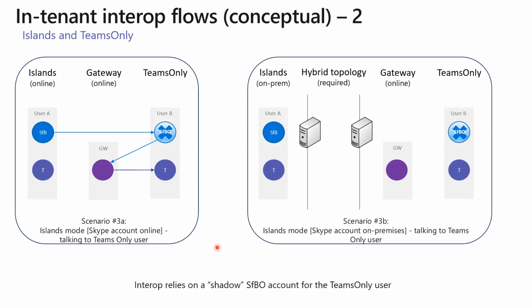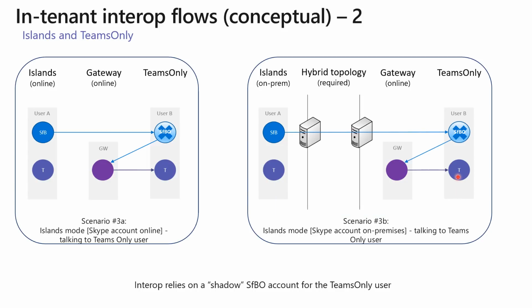Now let's take this the next step, where we see scenario 3B, which is islands mode for user A, but in this case, their Skype for Business account is homed on premises. Again, we do have the requisite hybrid topology or split domain configured. We still have user B here with Teams only, so his shadow Skype for Business Online account, and our gateway. Again, if the islands user utilizes his Teams application to talk to user B, that will occur natively inside of the Teams app, Teams to Teams.